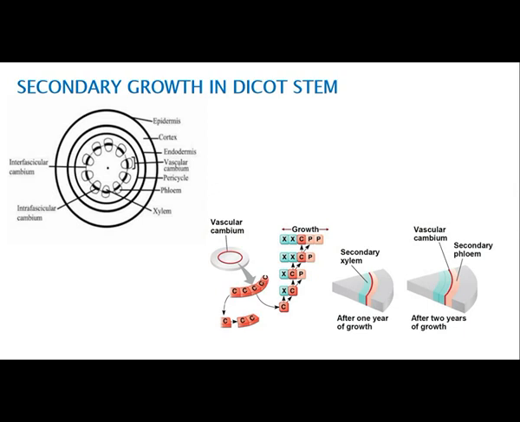Now, what types of cells are found in the ring of vascular cambium? Basically two types of cells are found in this ring: one is the fusiform initial and the other is the ray initial. Fusiform initials are long and pointed cells, whereas ray initials are oval shaped cells. Now continuous periclinal division takes place in the fusiform initial. Some cells are formed toward the periphery, called secondary phloem, and some cells are formed toward the central axis, called secondary xylem.